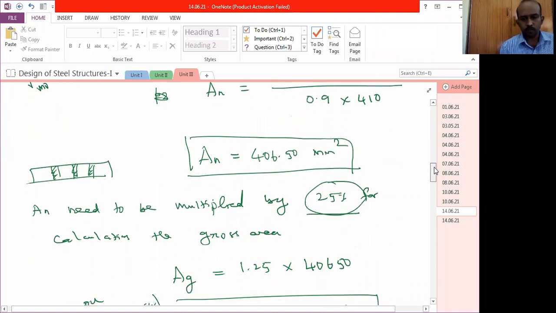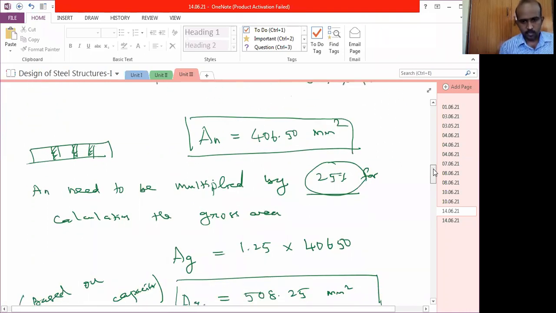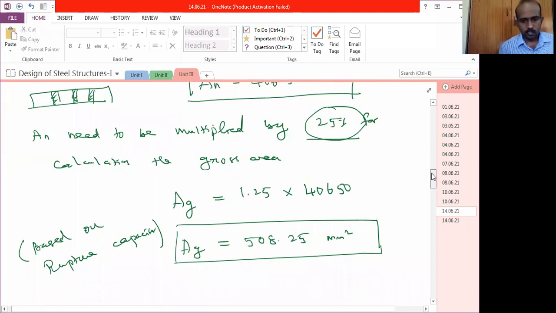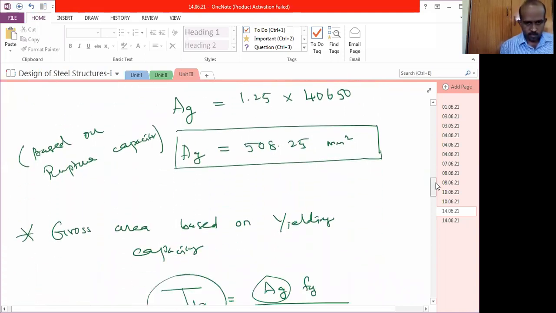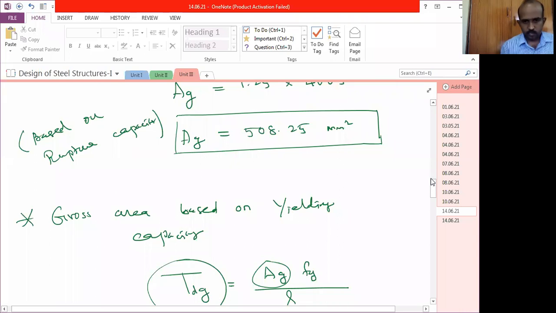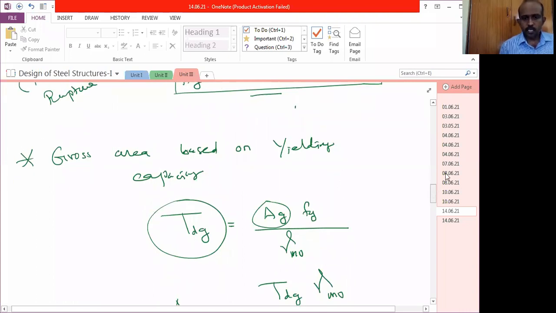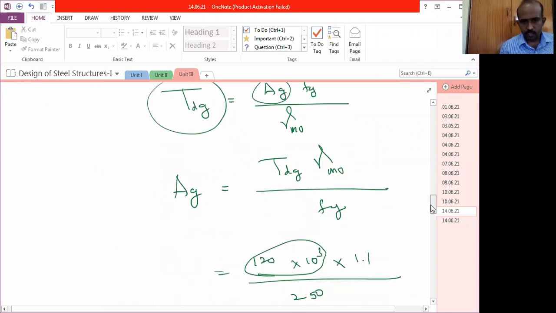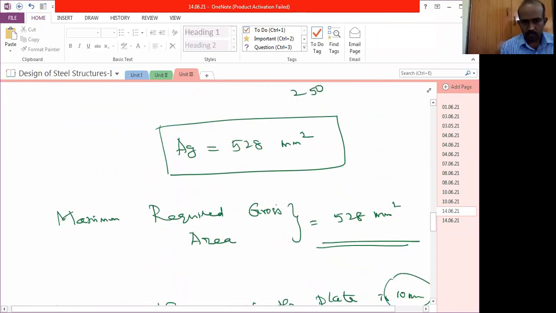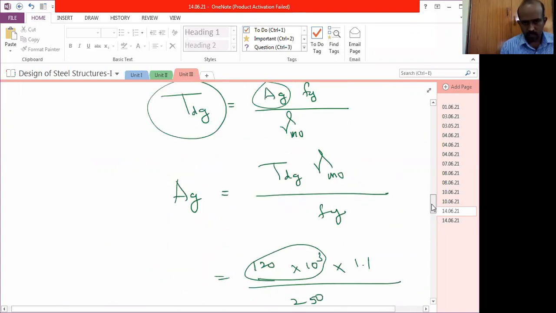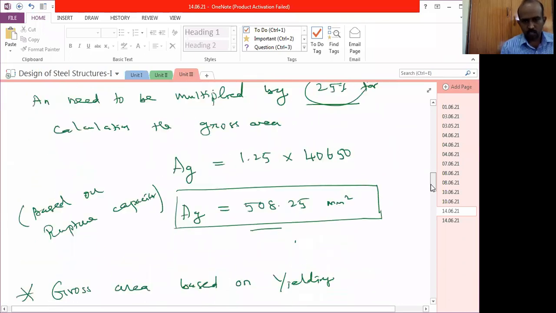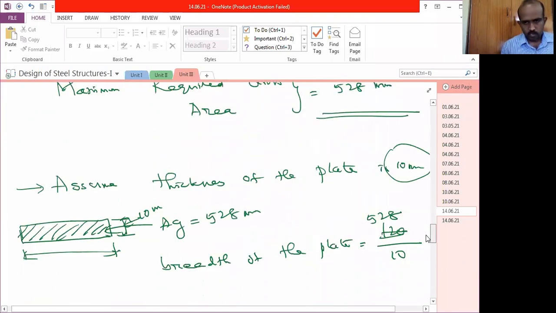Then AN we have calculated as 406 as per the rupture capacity. 25% was added for gross area, so in total it is coming 508. And the gross area based on yielding we have calculated. That is AG. AG we have calculated as 528. Do you have any doubts on this? So various areas, net area and gross area, we have calculated.